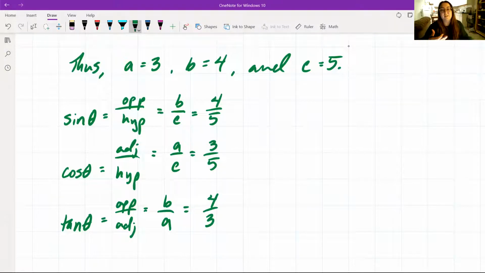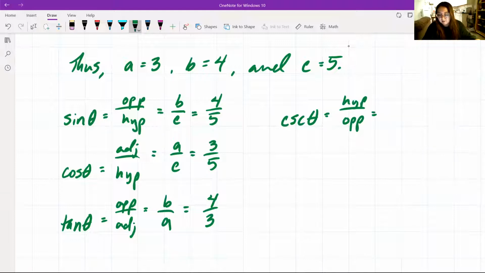And now we have our reciprocal functions. So we have cosecant of theta. Since we know it is the reciprocal of sine of theta, we could just say it's going to be 5 over 4, because we know that sine of theta is 4 over 5, which is the correct answer, but we're going to write it out just as we did before. So cosecant gives us our hypotenuse over the opposite, which will now be C over B, which we know is now going to be 5 over 4.